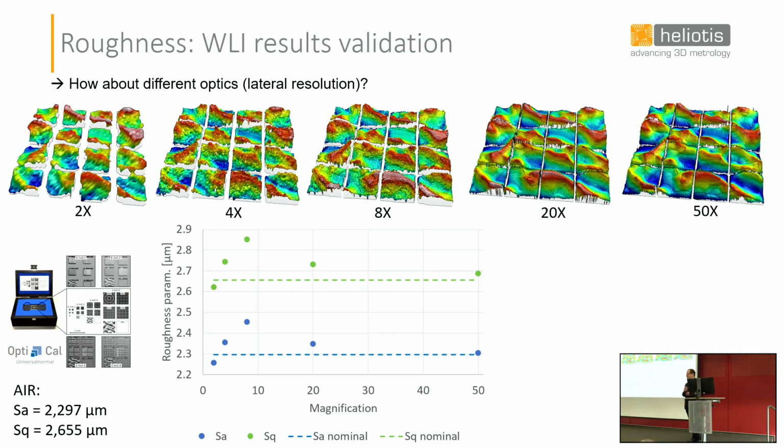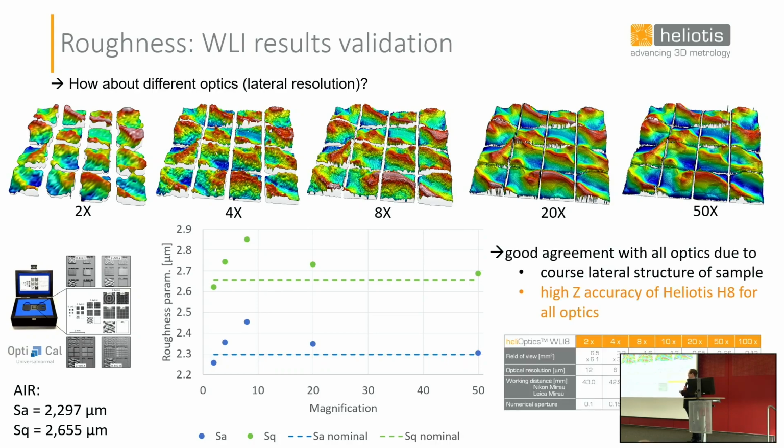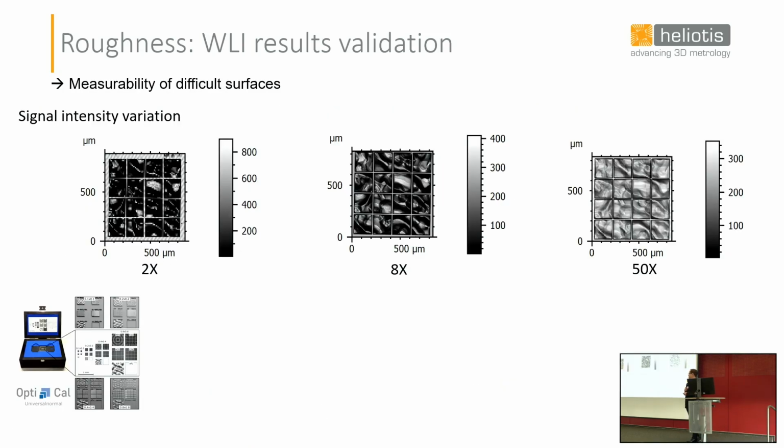And how can that be? Well, one reason is that it's a very well-engineered artifact. It has laterally coarse structures which allow you to measure it with multiple optics. That's not necessarily the case for all such specimens. And the other reason is that white light interferometers can measure for every lateral resolution the height with the same nanometer accuracy. So these 2 benefits result in matched roughness results throughout a very wide range of implementations.